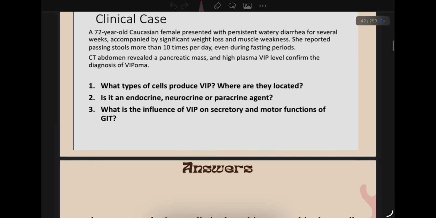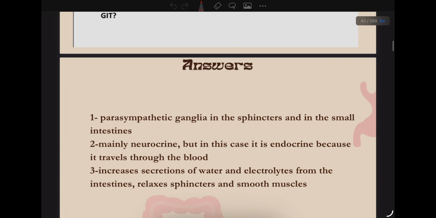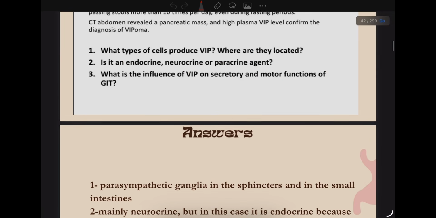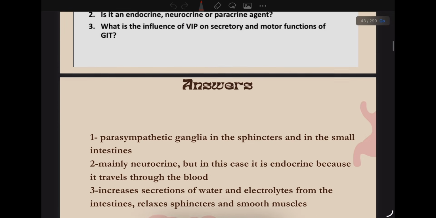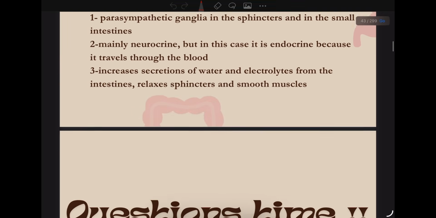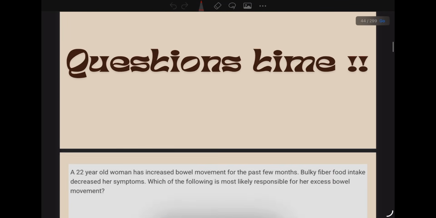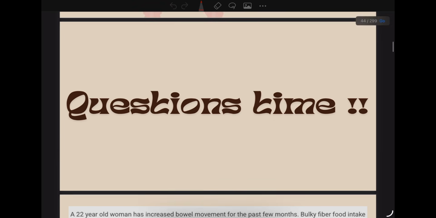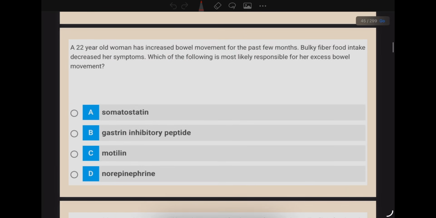Clinical case, we said we do not answer clinical cases. Listen, they are important. This one is not. So, what type of cell produces VIP, parasympathetic ganglia cells? Endocrine, neurocrine, paracrine? It's neurocrine. Yeah, you know all of that. So, some questions. Please pause if you want to solve the question. And the answer is C.